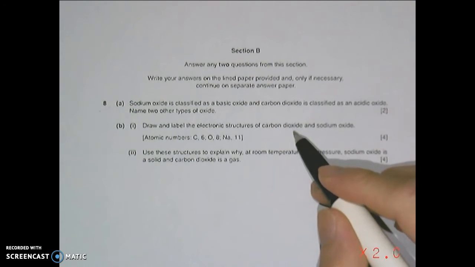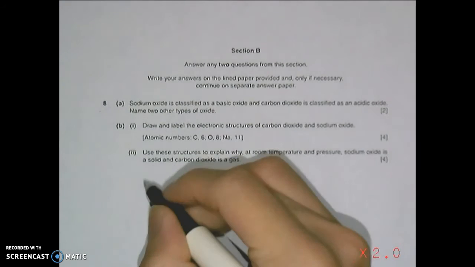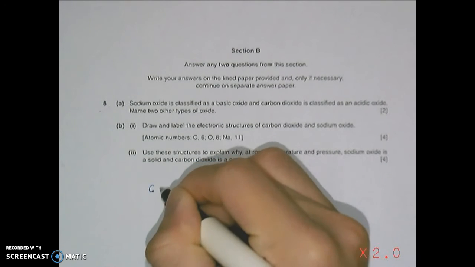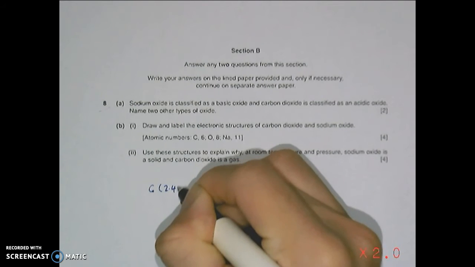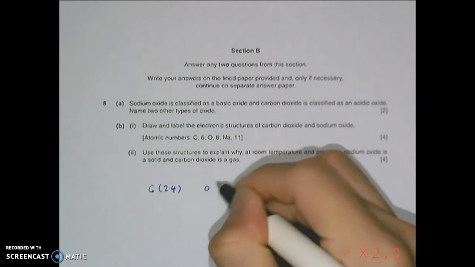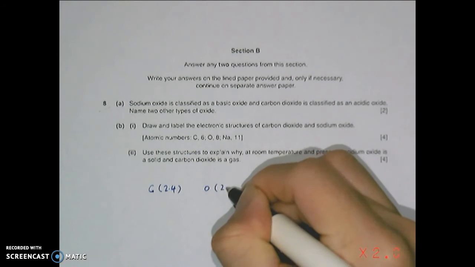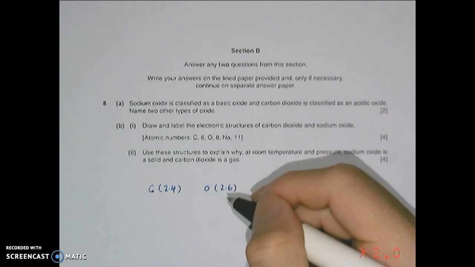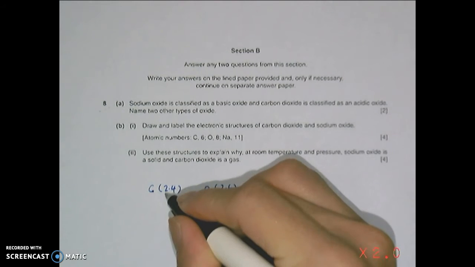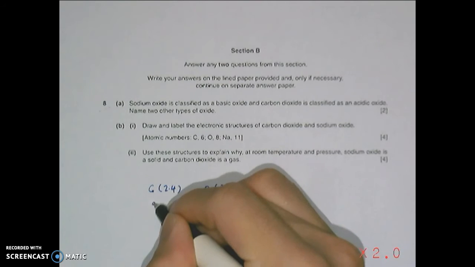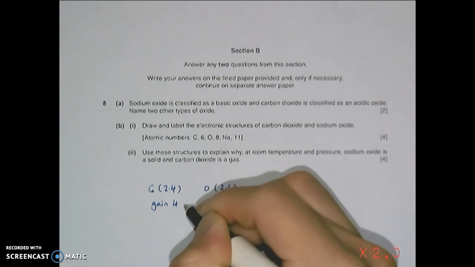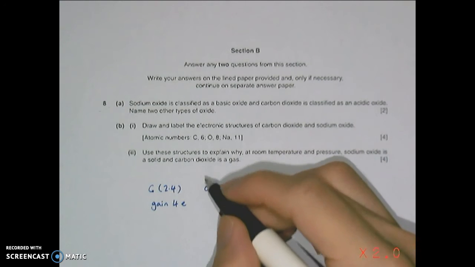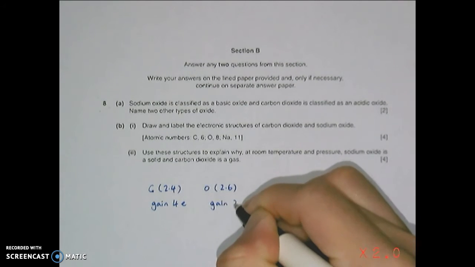The first question to ask is, what is the electronic configuration of carbon? Carbon has the electronic configuration of 2, 4. And oxygen has an electronic configuration of 2, 6. The second question to ask is, what is the number of electrons needed to become stable? Carbon needs to gain 4 more electrons, and oxygen needs to gain 2 more electrons.